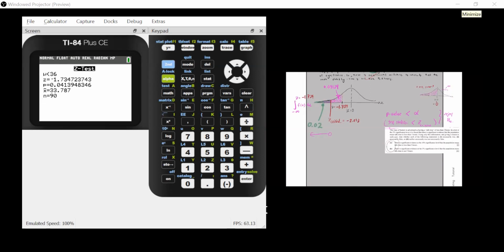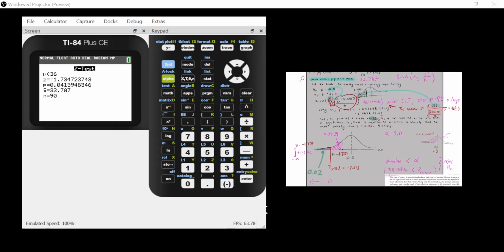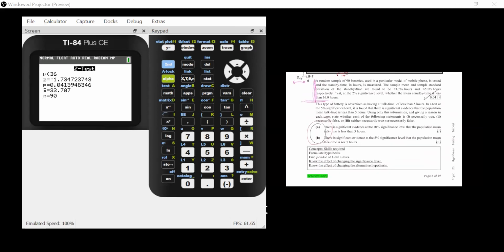What happened here is that we changed our significance level. Previously, it was how many percent? In the first half of the question, what was my alpha? 0.04? Wait, 4? Why 4? No, it's 2. Oh, 2% now. Right? Yeah.